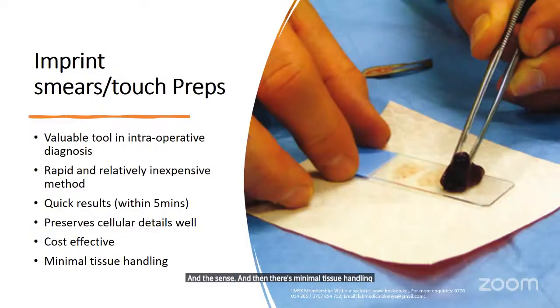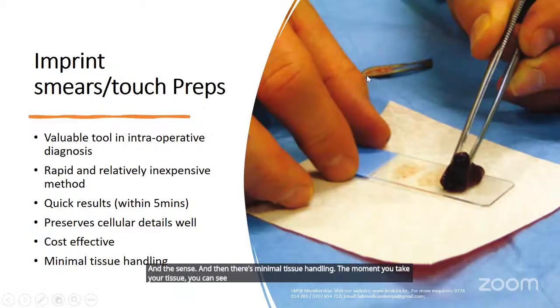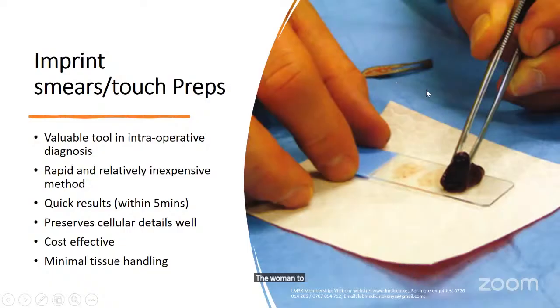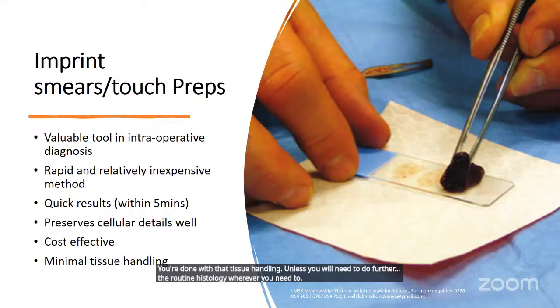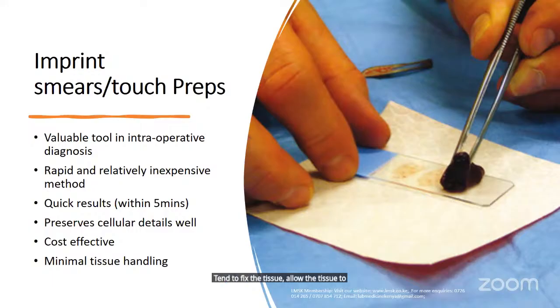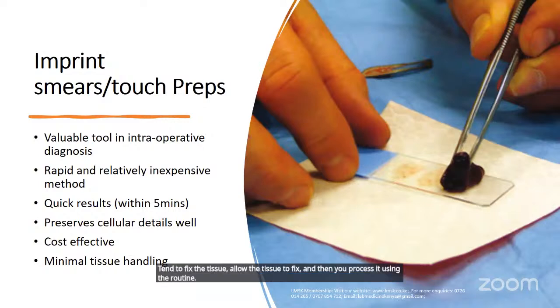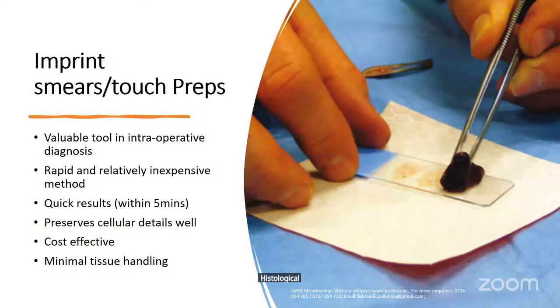The moment you take your tissue, you can see this blade here, it was used to excise the tissue. The moment the tissue is excised, then you make the smear on the slide. You're done with that tissue handling. Unless you will need to do the routine histology, whereby you need to fix the tissue, allow the tissue to fix, then you process it using the routine histological tissue processing.